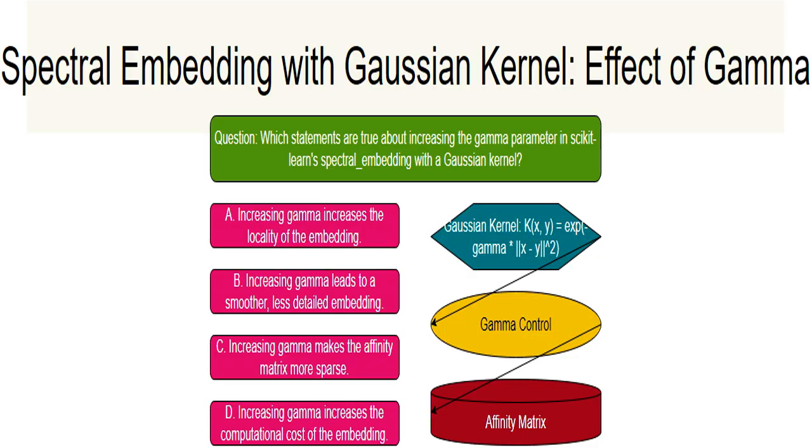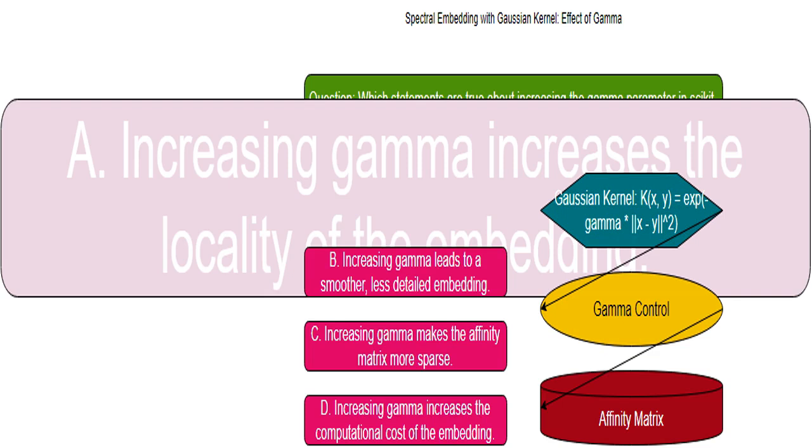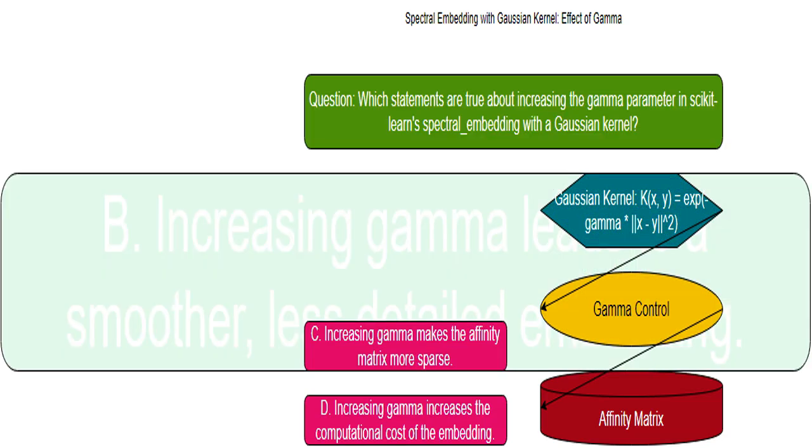This statement says that by increasing the GAMMA value, we emphasize local relationships in the data. That is, points that are close together will be grouped more tightly together, while distant points will be less related in our reduced dimension representation. This statement is incorrect. As explained earlier, a higher GAMMA leads to a more detailed, less smooth embedding because it focuses on local structures.